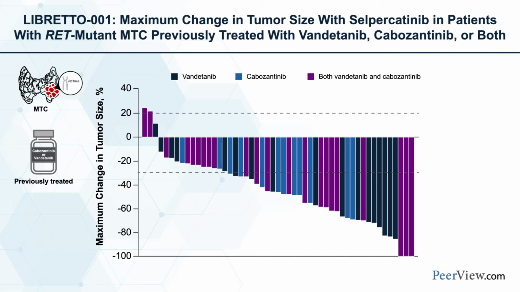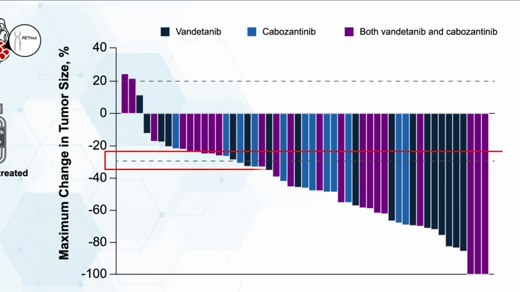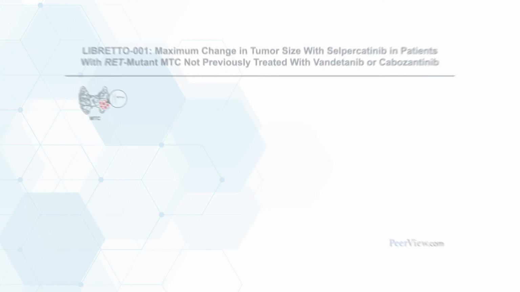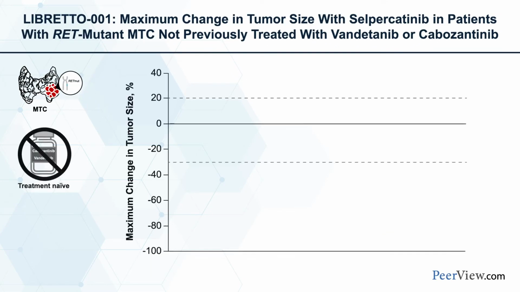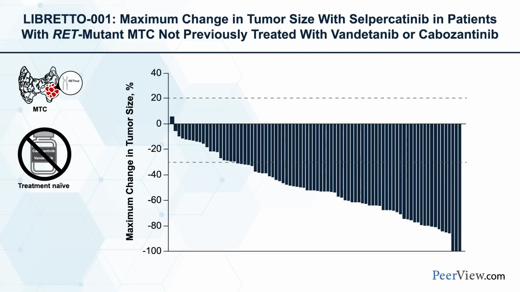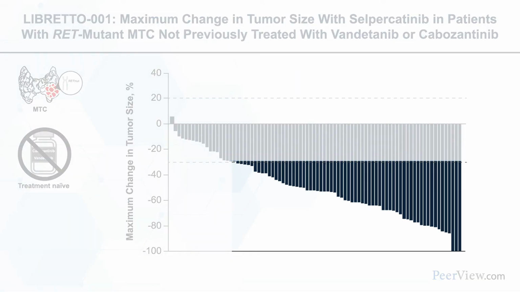They all seemed to do quite well with a good overall response rate, and most of them still exceeding the 30% cutoff for a partial response. The full responses are shown on the right. When we look further at the patients who had not received prior kinase inhibitor therapy, the responses look even better, with even more patients achieving the 30% shrinkage that we have seen in the numbers in the prior tables.